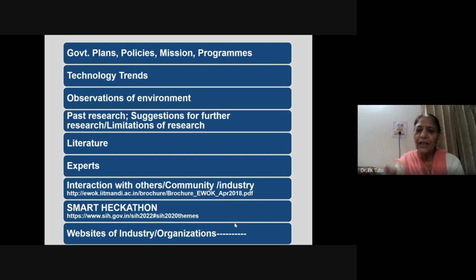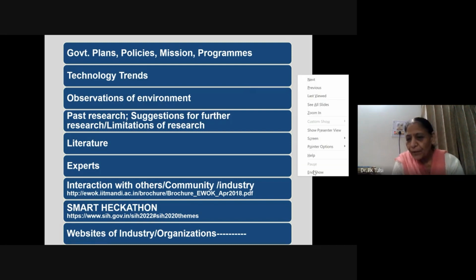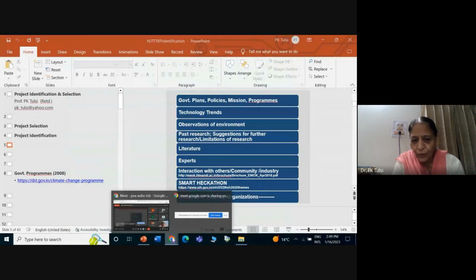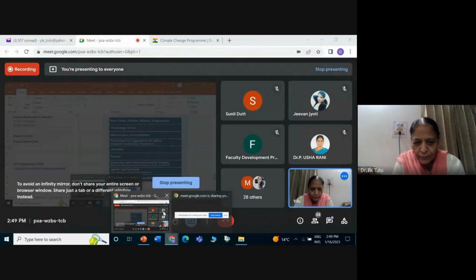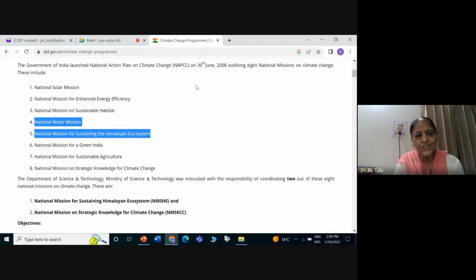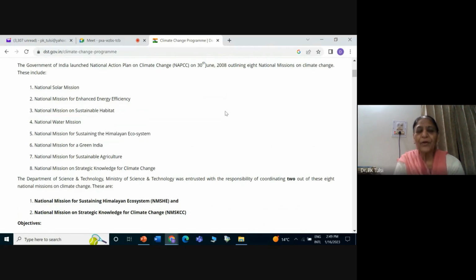And in 2008, we had seen that the government of India had announced 8 missions. Now, if I just take you to the site of Department of Science and Technology, here you can see that these were the 8 missions which were announced by Government of India in 2008 with respect to climate change, which is one of the important SDGs also.